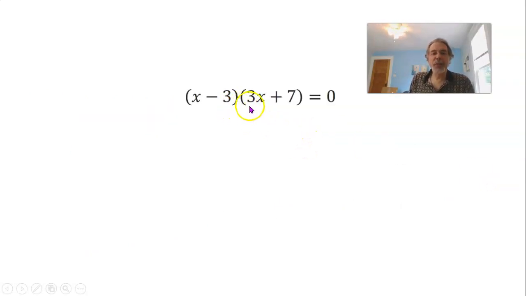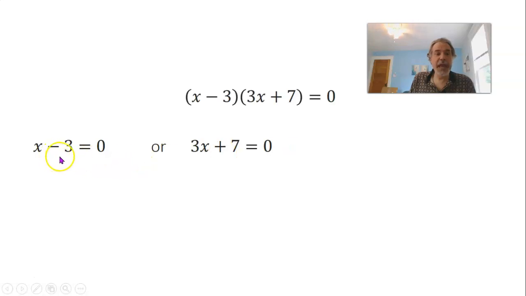So (x minus 3) times (3x plus 7) equals 0. Remember what I just said? When you have something times something else equals 0, either the something equals 0 or the something else equals 0. So here that means either the x minus 3 equals 0 or the 3x plus 7 equals 0. So now we have these two simpler little equations to solve. These are both linear equations because they only involve x, not to any power, just x itself.